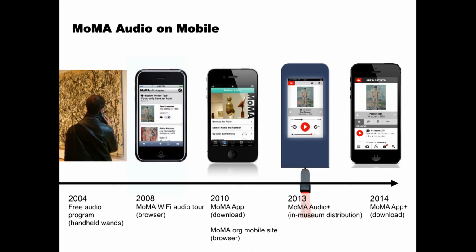The audio content became the basis for MoMA's mobile program, which started with a browser-based Wi-Fi tour in 2008 and now includes apps for both Android and iOS platforms. And in July 2013, we launched a beta version of MoMA Audio Plus mobile guide, which is currently available at the museum only, and in the coming months will be available as a free downloadable app for your own device. So this downloadable version will replace our existing apps in the Google and Apple stores.